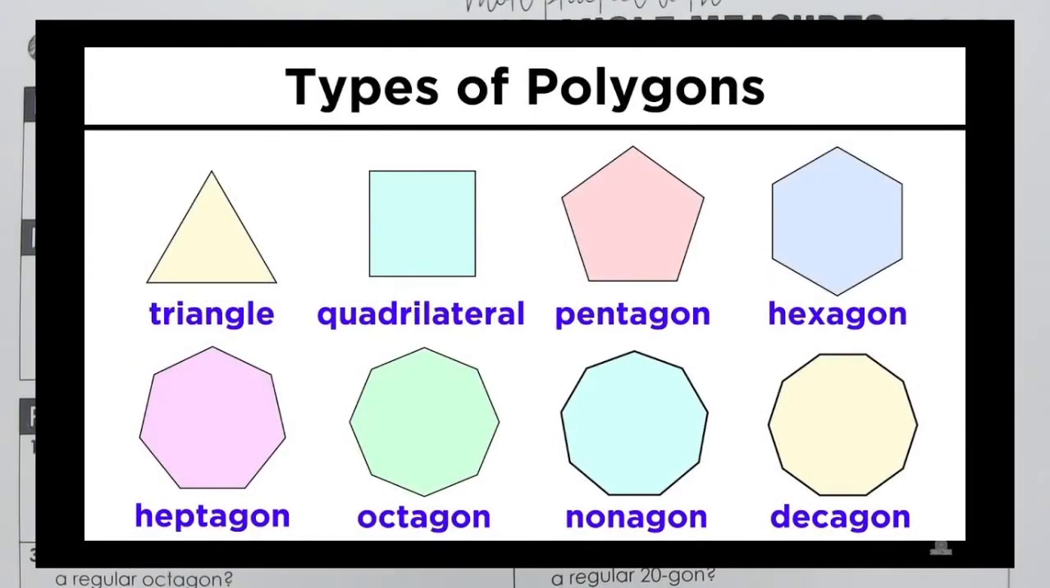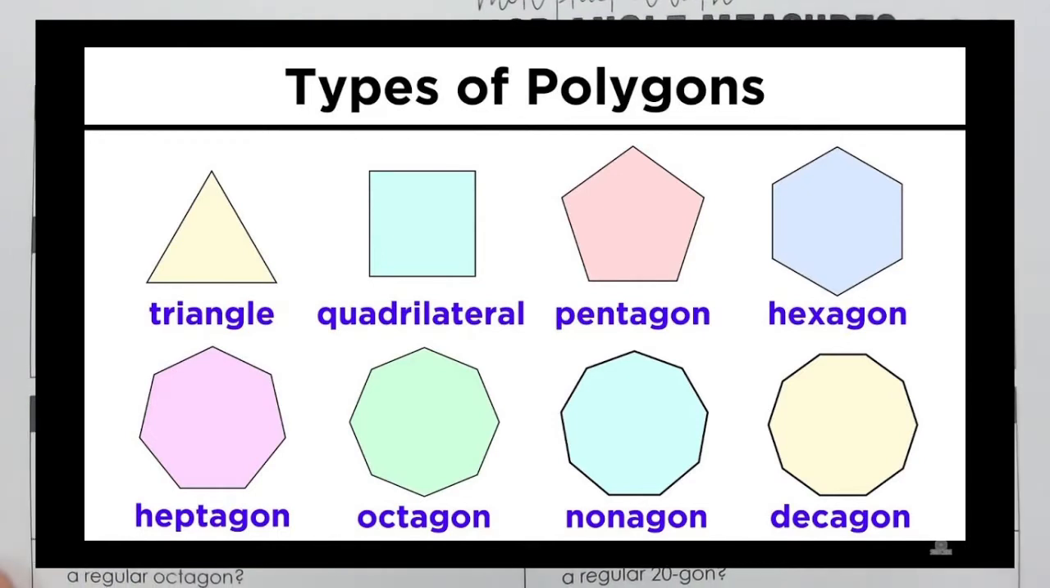Today, we are going to be figuring out how to find the sum of interior angles of any shape and the exterior angles. Let's get into it. So, there are a few things you need to know about the interior angles versus exterior angles.